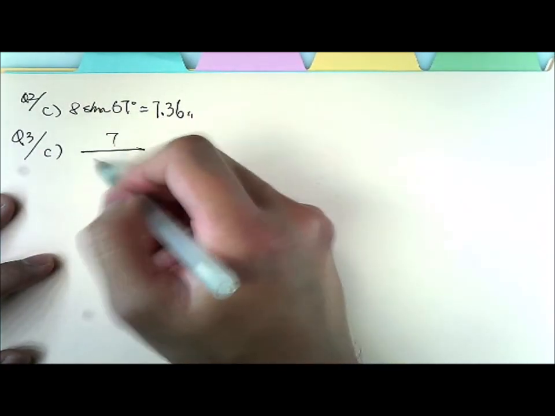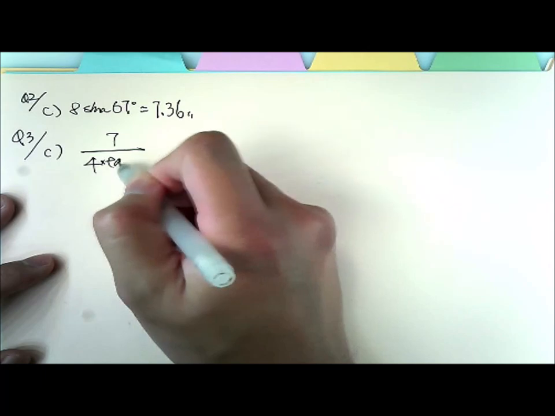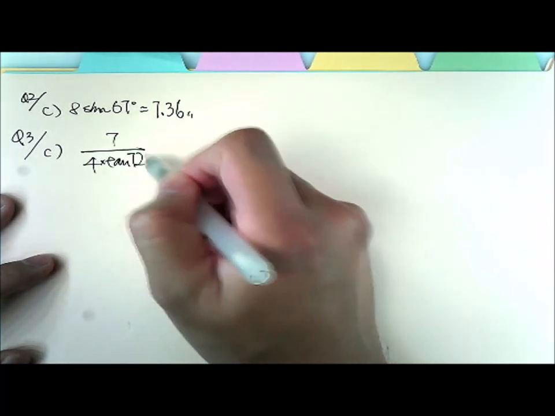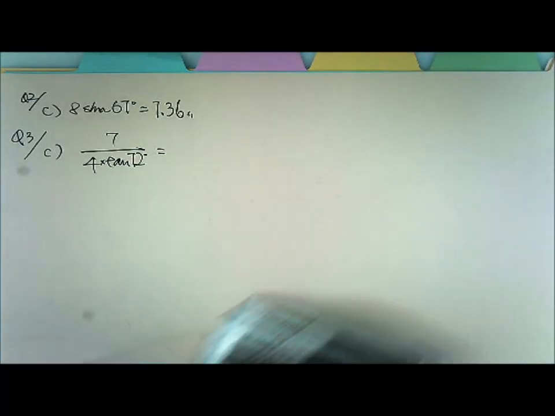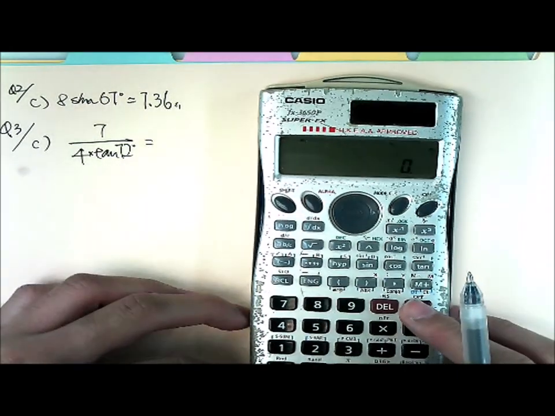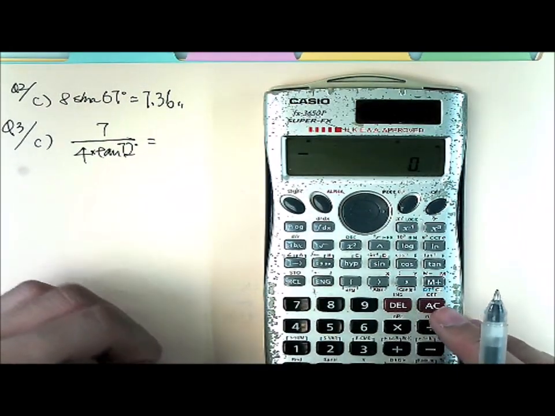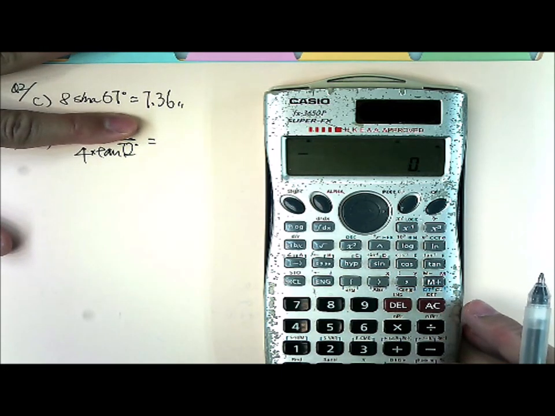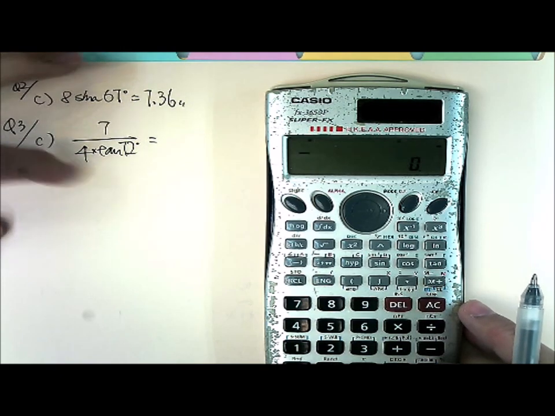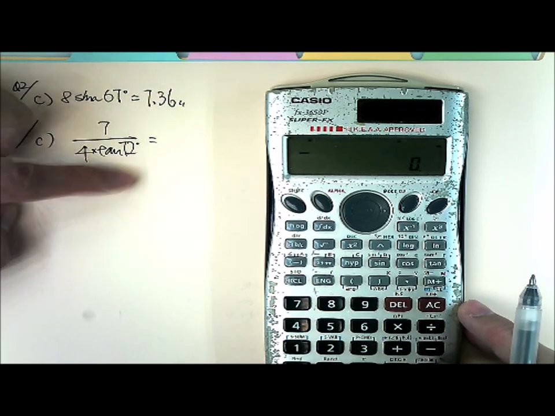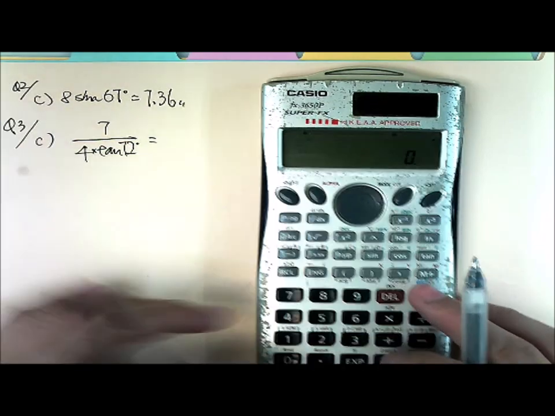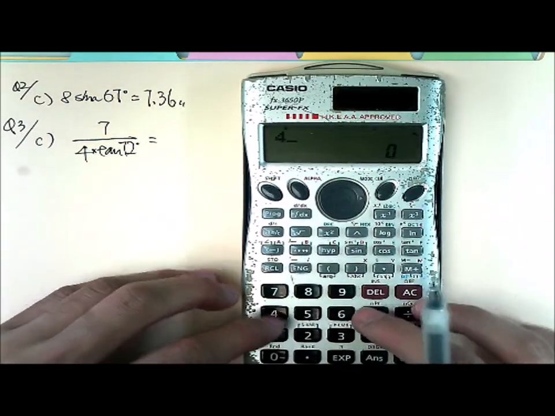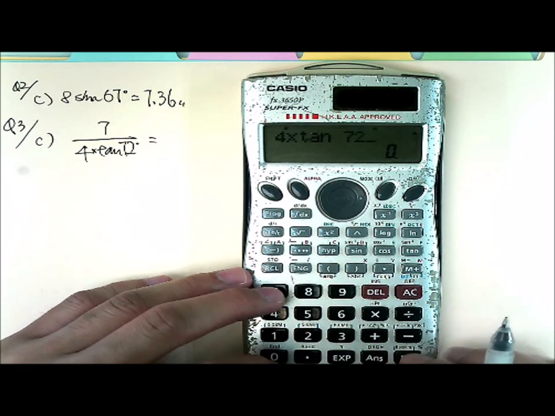And then going to question 3, C again: 7 divided by 4 times tangent 72 degrees. So here, how to press your calculator? You must do the denominator first. Do not go from here to here. No, do this first because this is a big block. We do the big block first.